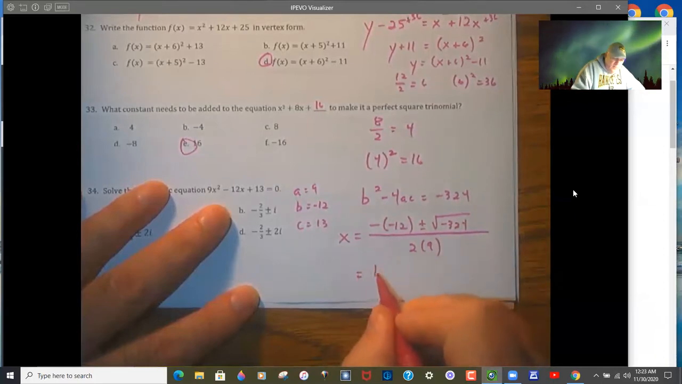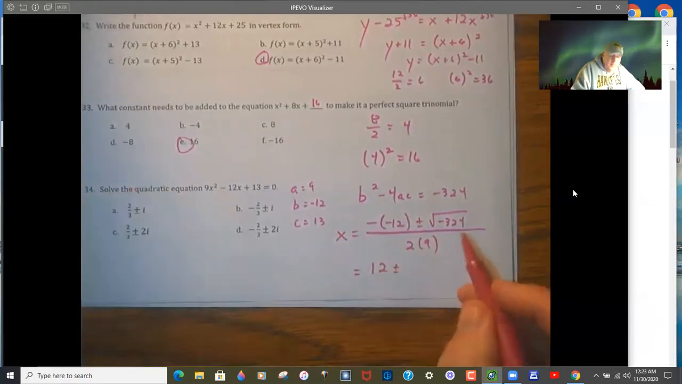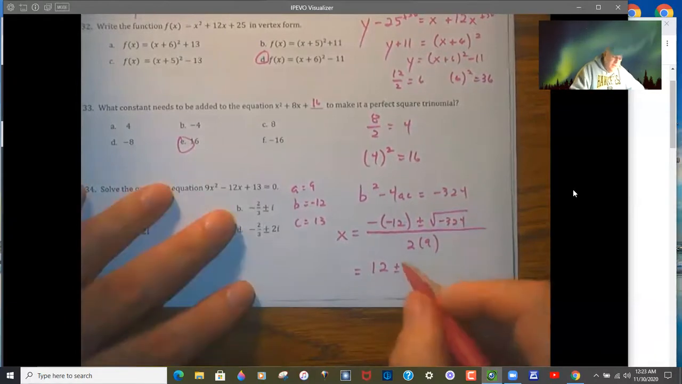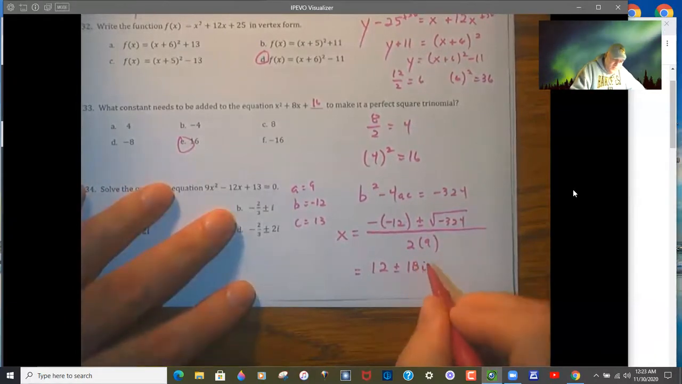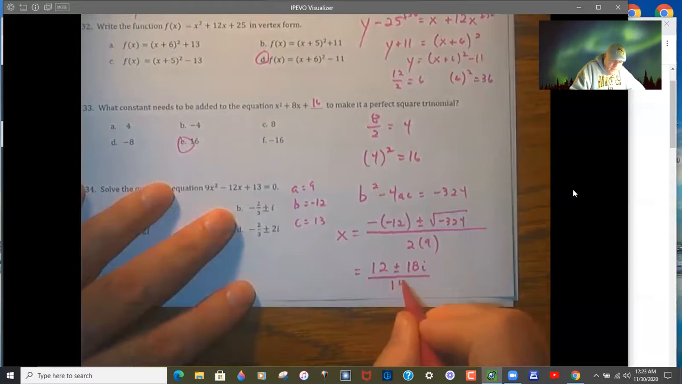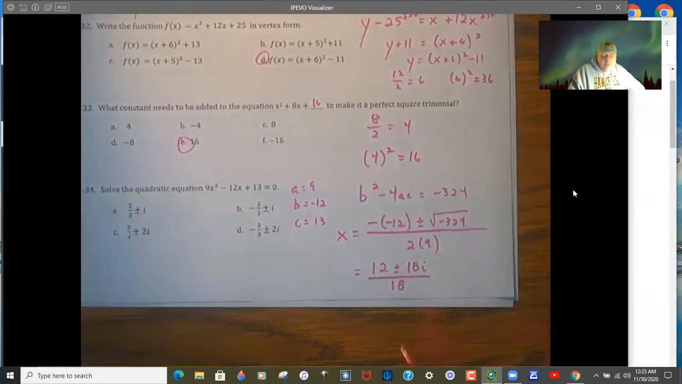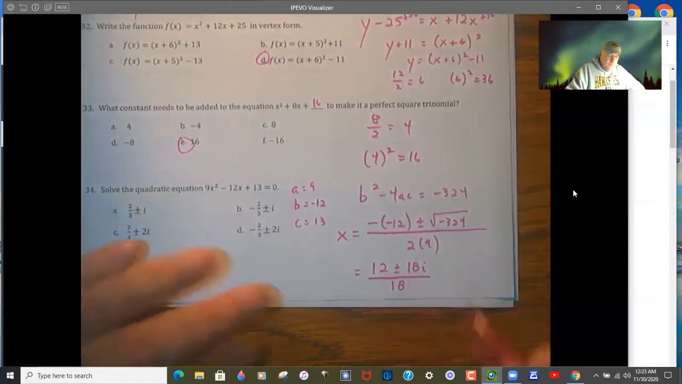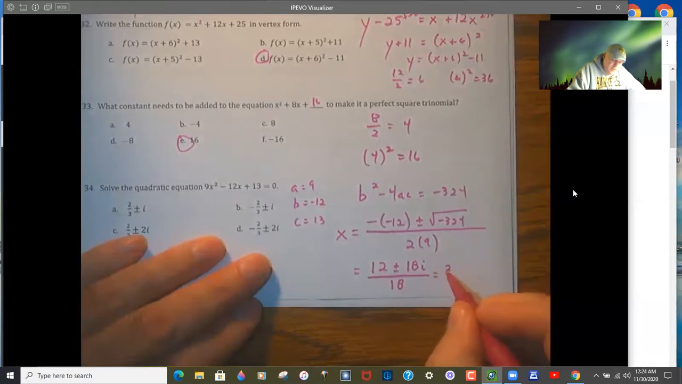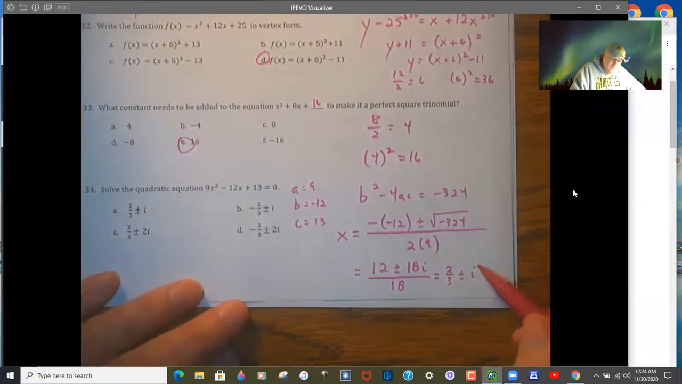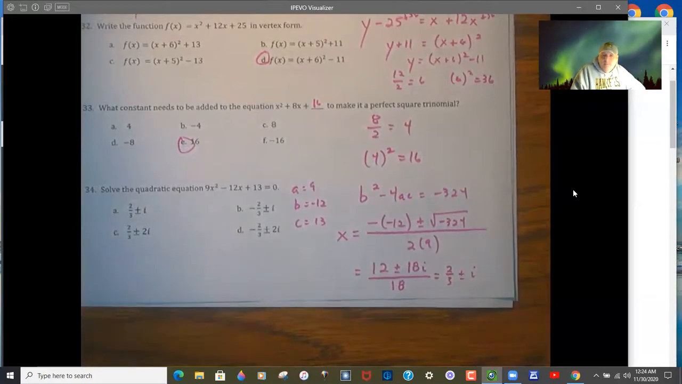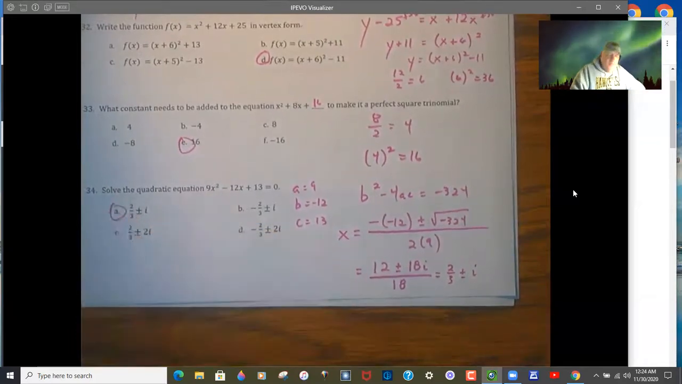And simplifying this, 12 plus and minus, so that actually simplifies to 18i. Square root of 324 is 18, and then times i. So divide this through now. So 12 over 18 is 2/3, plus and minus i on the end. And that is A.